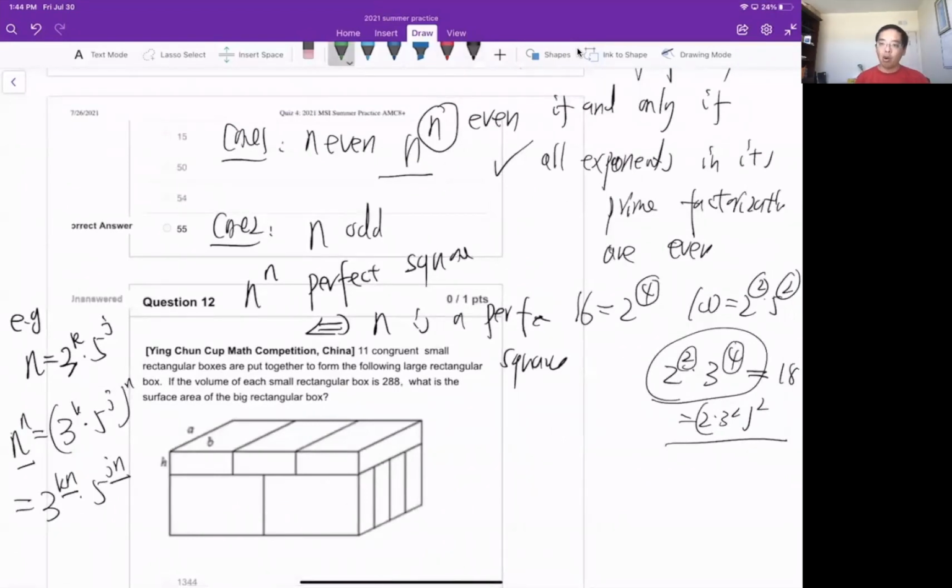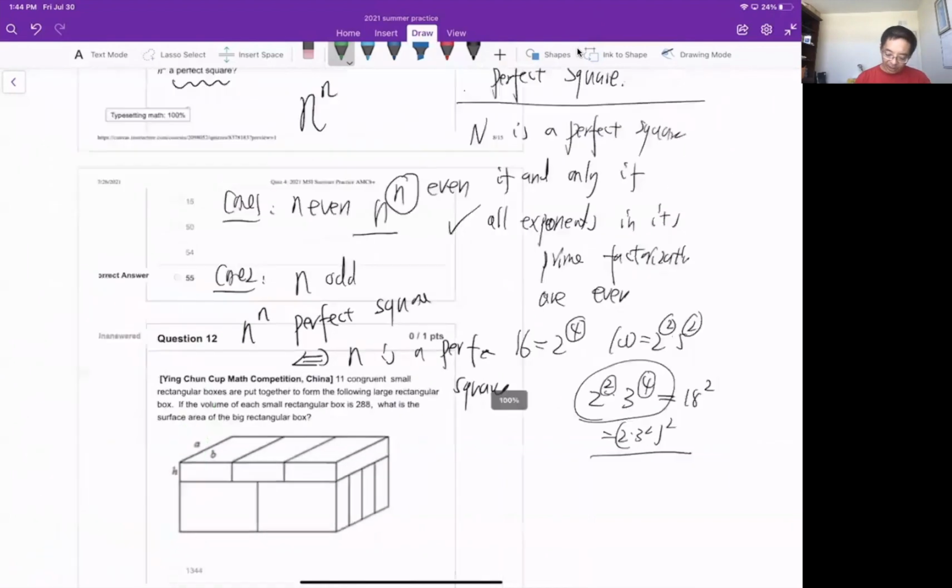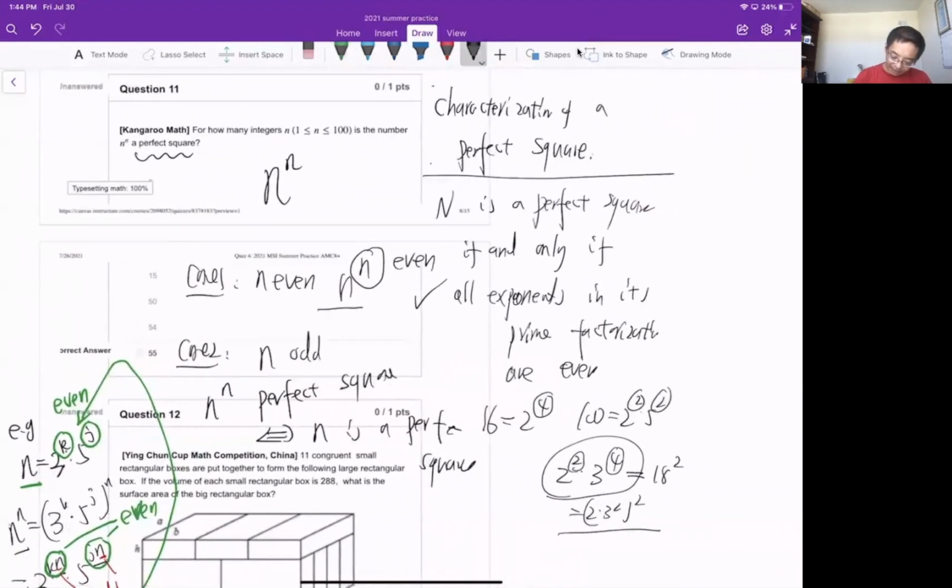Now remember, in order to be a perfect square, both of these exponents have to be even. Now, because n itself is odd, in order to get the multiplications even, we must have both k and j even. If both k and j are even, it just means n itself has to be a perfect square. If we combine this together, there are two valid cases. One, n is even, everything's okay. Two, if n is odd, it has to be a perfect square.